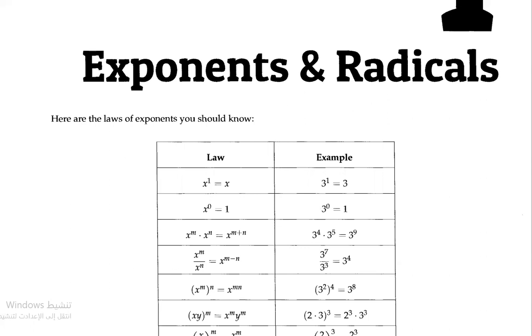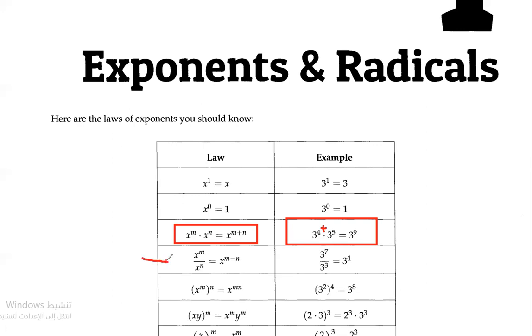Now, notice that in multiplication, x to the power m times x to the power n equals x to the power m plus n. So in multiplication we add the exponents. We add the exponent. Here we have an example: 3 to the power 4 times 3 to the power 5 equals 3 to the power 9. What did we do here? We added the exponents. We add 4 plus 5 equals 9.